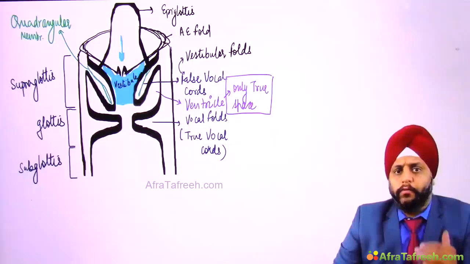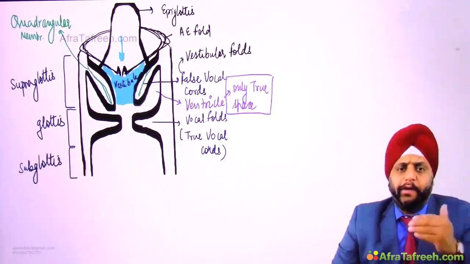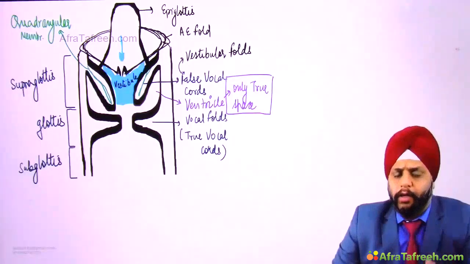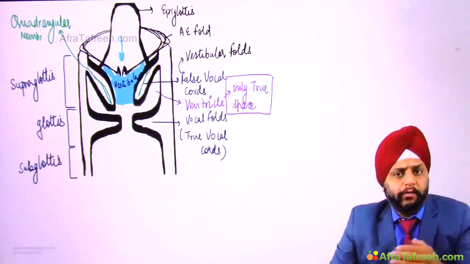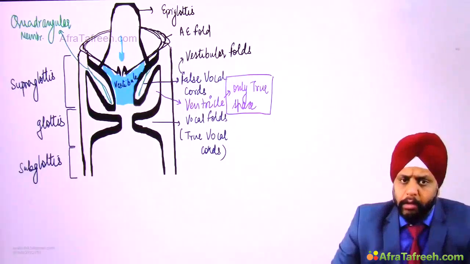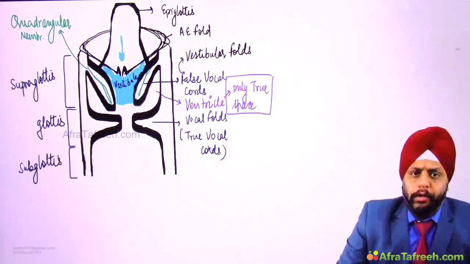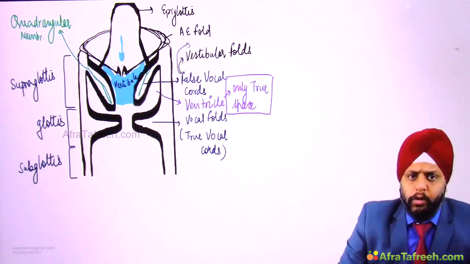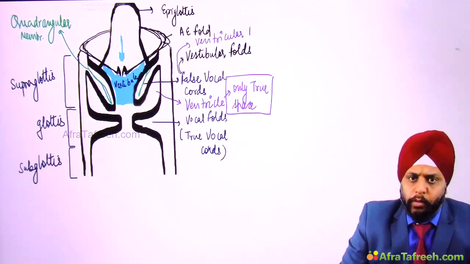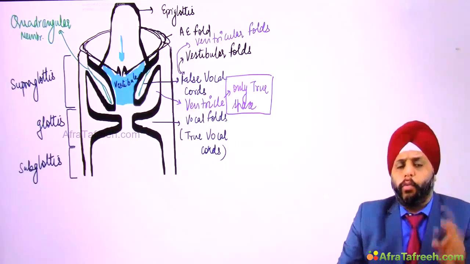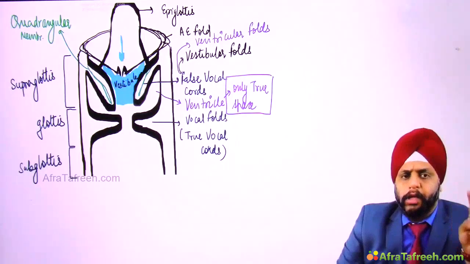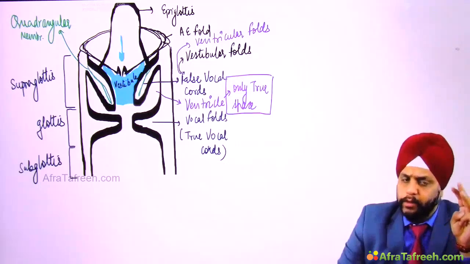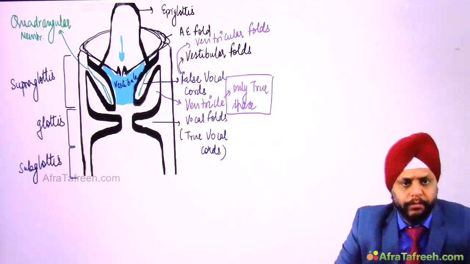Now, which structure is responsible for the formation of the ventricle? You know the answer. It is the false vocal cords, which we now call vestibular folds. Because they form the ventricle, they are also known as ventricular folds. So ventricular folds, vestibular folds, and false vocal cords are all names of the same structure. Okay, that's clear to everyone.